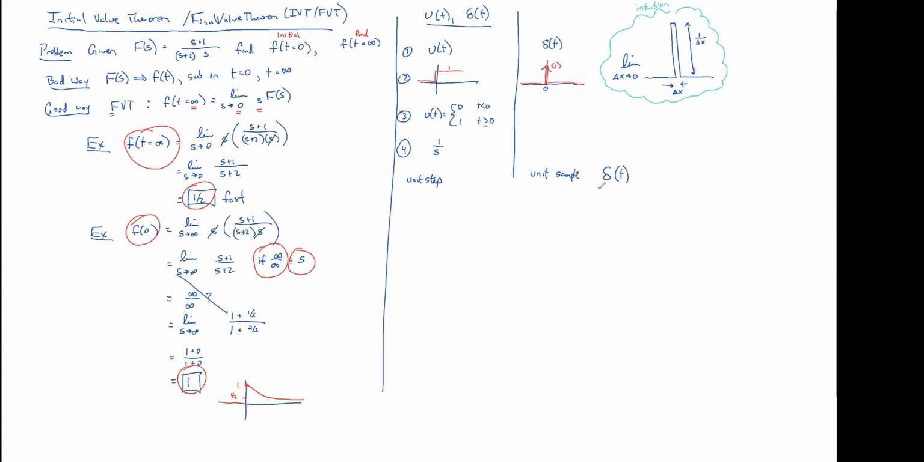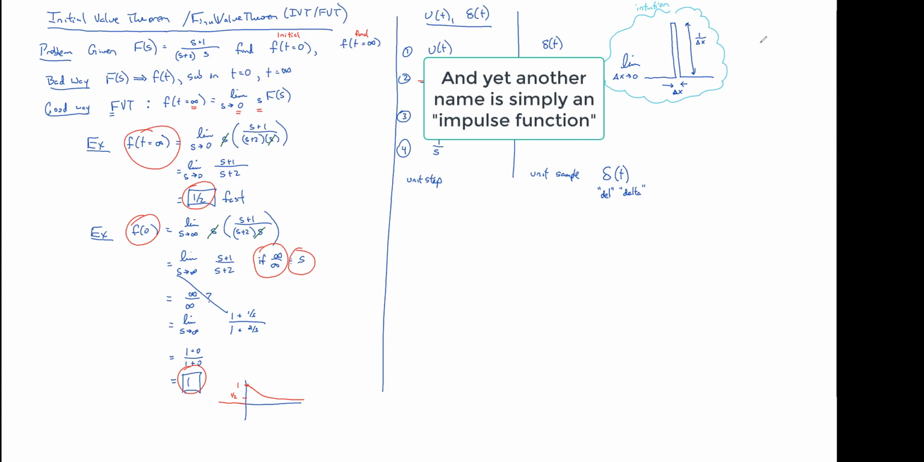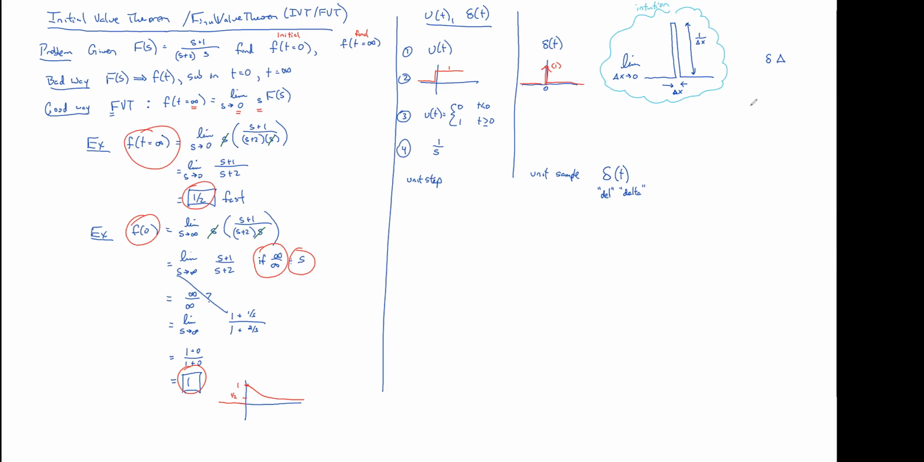Sometimes you'll also hear it called del, or its whole Greek name is delta. It's a lowercase delta. Lowercase in Greek is delta, and the capital is capital delta, which is how they're related.